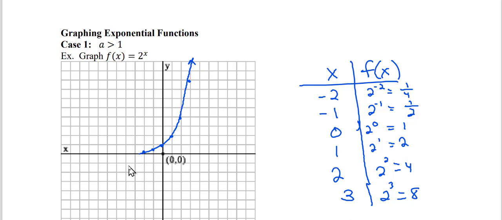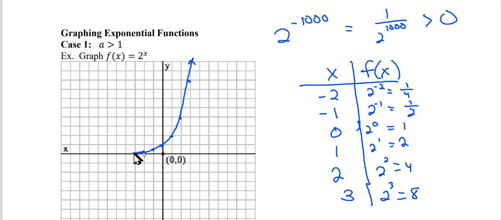What happens if we keep going the other way? Negative values. 2 to negative 1,000 is 1 over 2 to the 1,000, which is a really big number in the denominator, but it is always positive, right? No matter what exponent I put on 2, it will never be a negative number, meaning I cannot go below the x-axis. It will also never equal 0. 2 to any power is never actually going to equal 0.